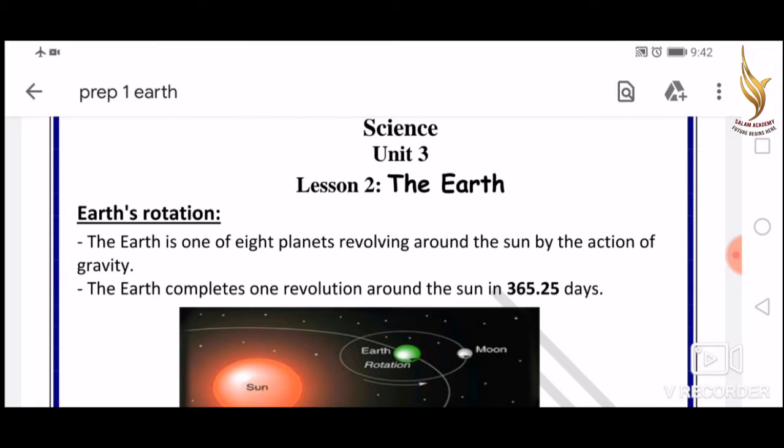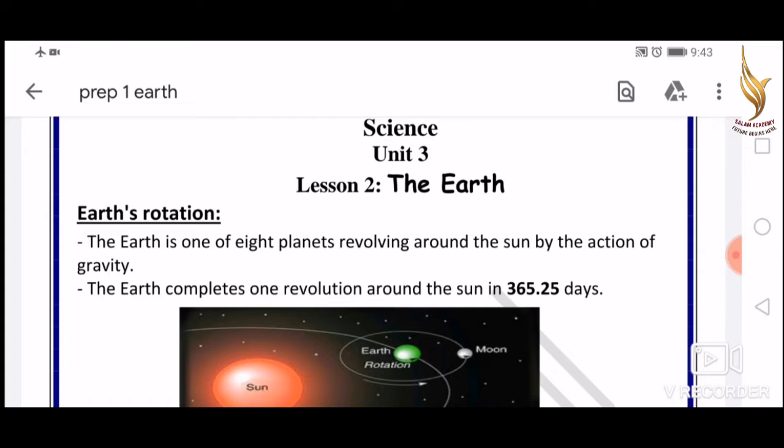Today we talk about Unit 3, Lesson 2, the Earth. You have learned in the previous lesson that the Sun occupies the center of the solar system, and the Earth is one of the 8 planets that revolve around it. The Earth is the planet that we live on, so we will study the Earth in detail. Let's go to know more information about the Earth.